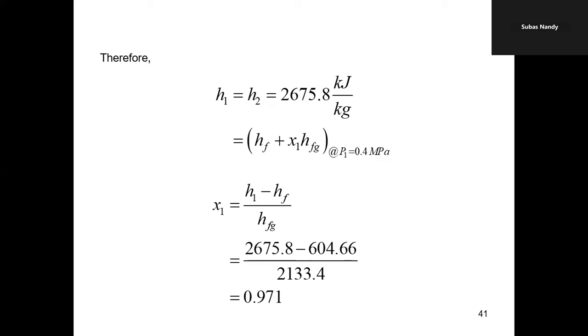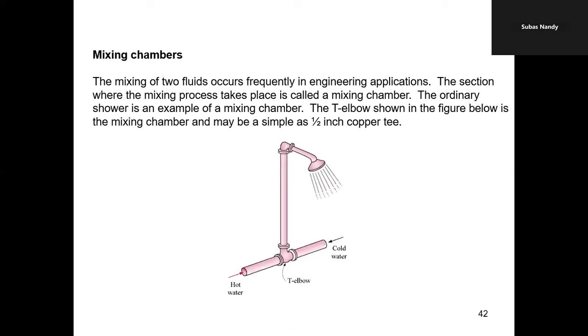So we can find the enthalpy at the exit from h1, and then we know the quality at the exit by this formula. So this is the quality of the steam at the exit.